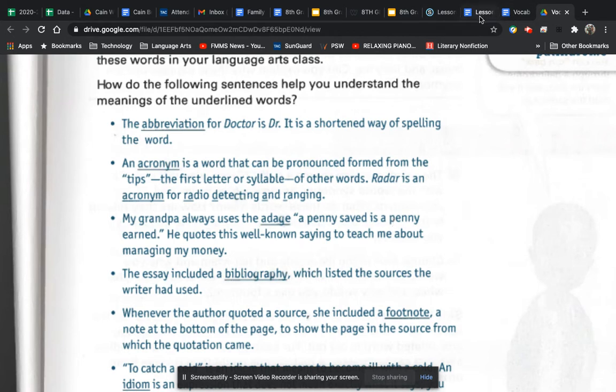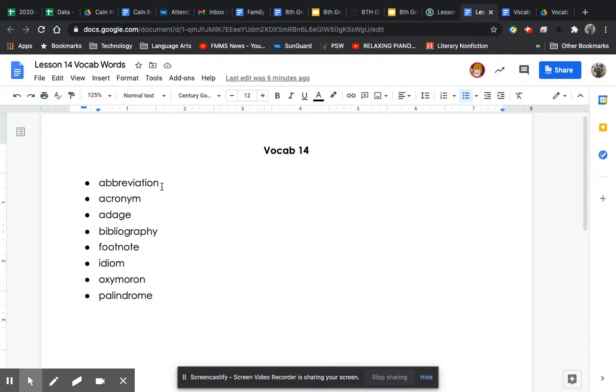So the very first one is abbreviation. Has anybody heard that one before? What's abbreviation? Yeah, like a shortened version of a word. Yep. A shortening of a word. And then some examples are like Mrs., Mr., Doctor, okay?